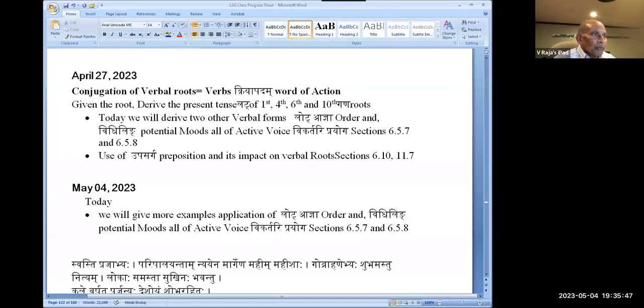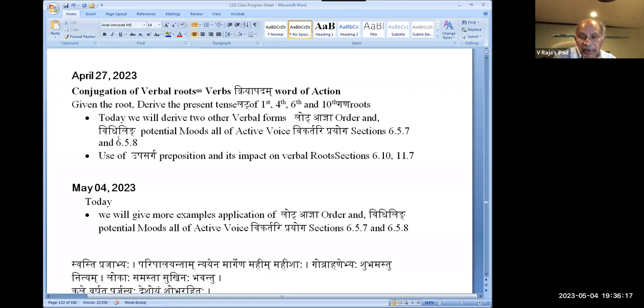I gave a lot of examples: Lot, which is order, Vidhiling, which is potential, likely to happen, and I gave them in the active voice, Kartari Prayoga. And I gave a table full of dhatus and their upasargas. Upasarga is like a preposition you add in front.